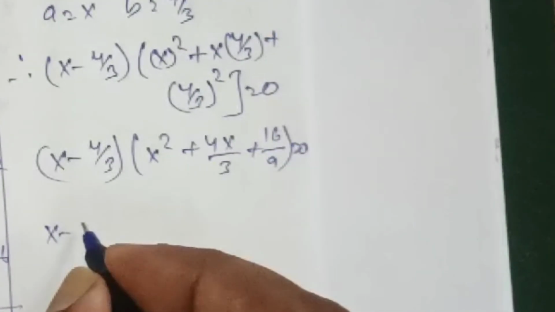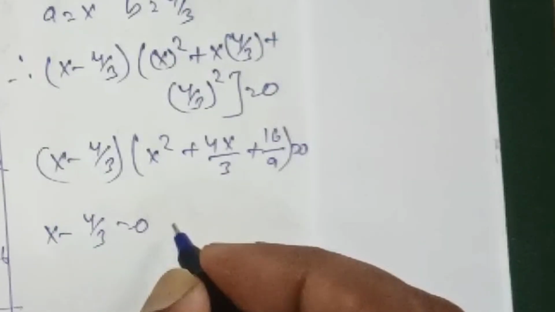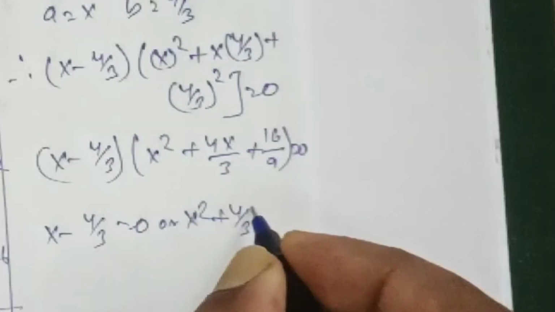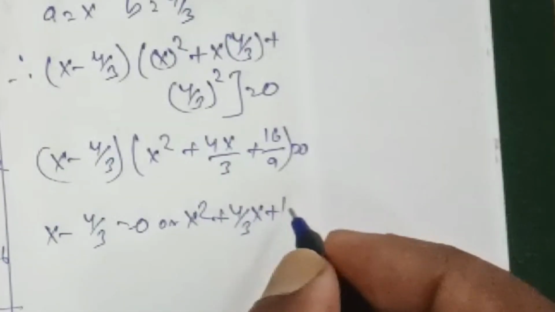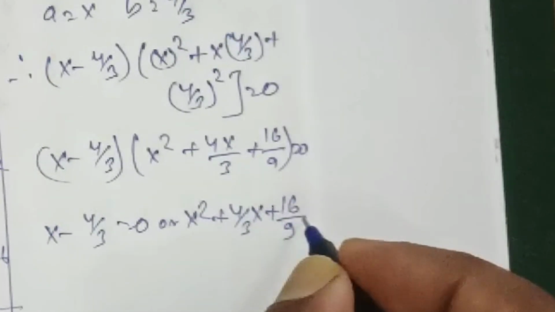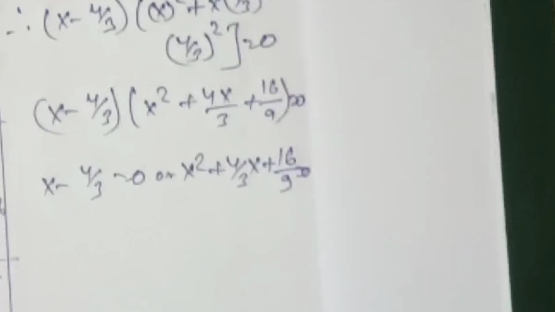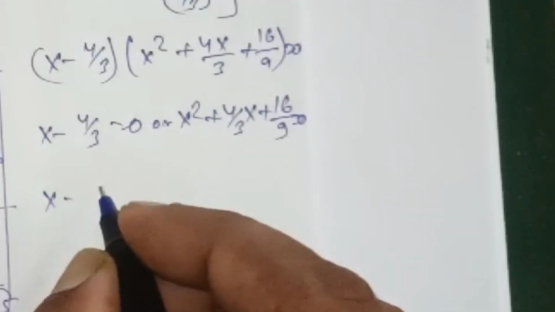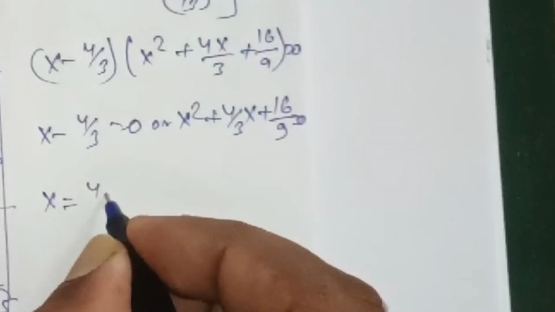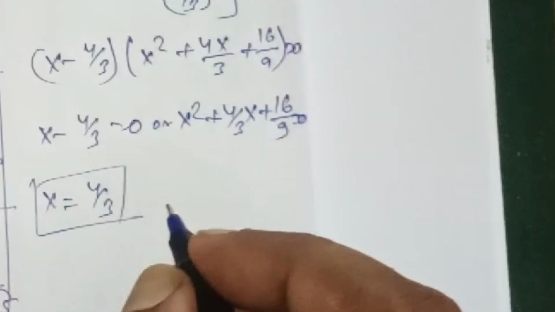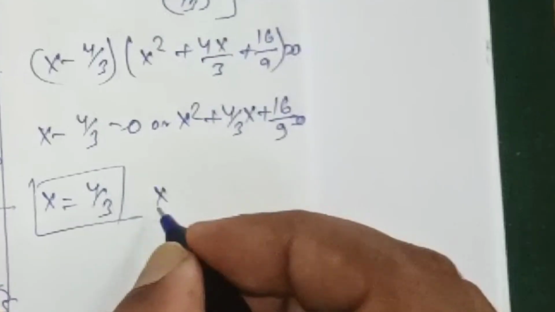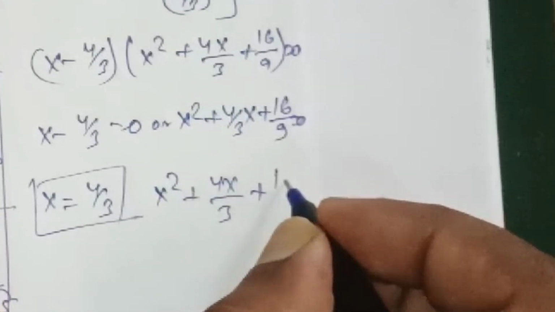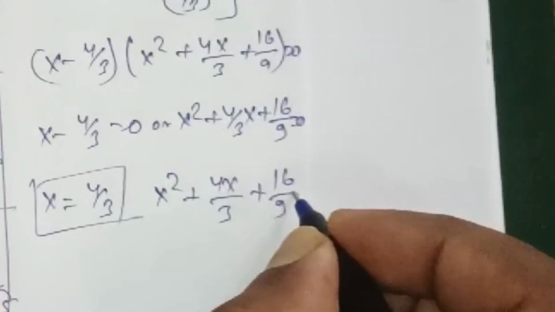Here x minus 4/3 is equal to 0. Another, x^2 plus 4/3 x plus 16/9 is equal to 0. So here two equations arise. First equation, x is equal to 4/3. This is the first x1 value. Second, x^2 plus 4x/3 plus 16/9 is equal to 0.